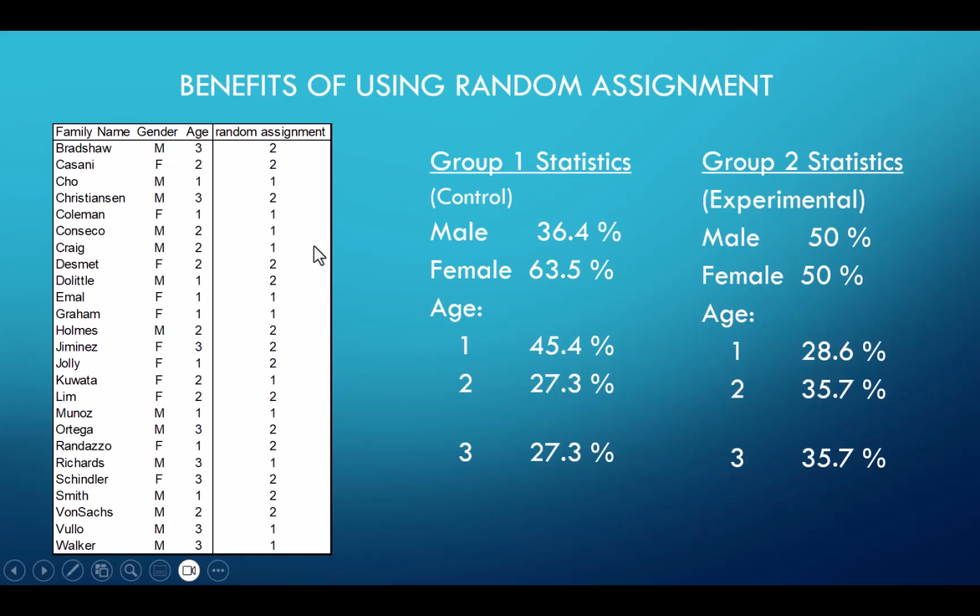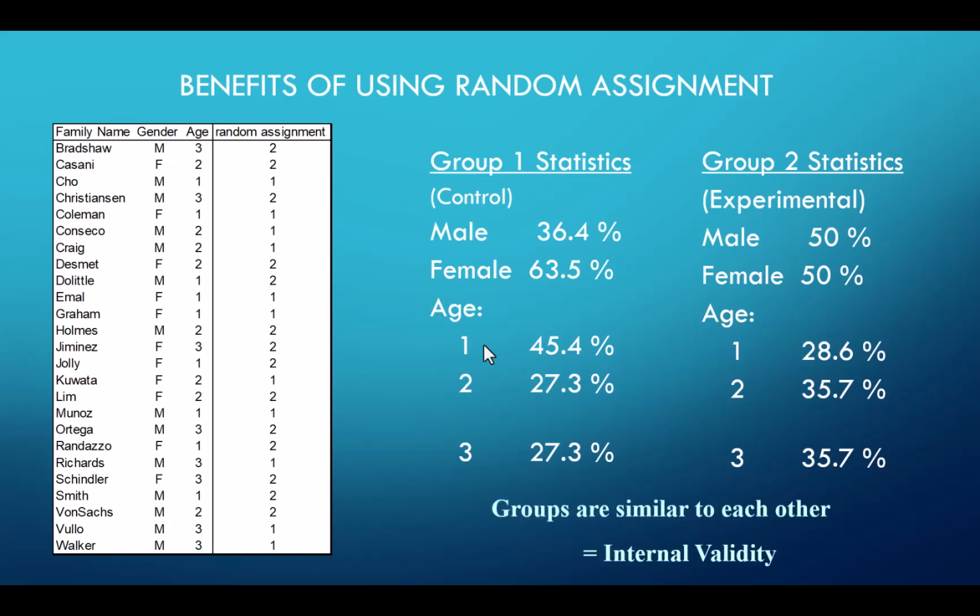And if I was to do it again, I would get a different percentage. But the idea of using random assignment is that it helps distribute those background characteristics between the two groups. And of course, the larger the sample, the better your distribution is going to be. So groups are similar to each other. That gives me internal validity.